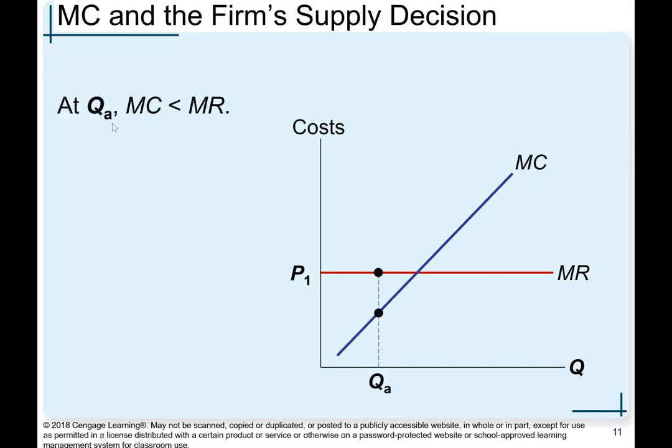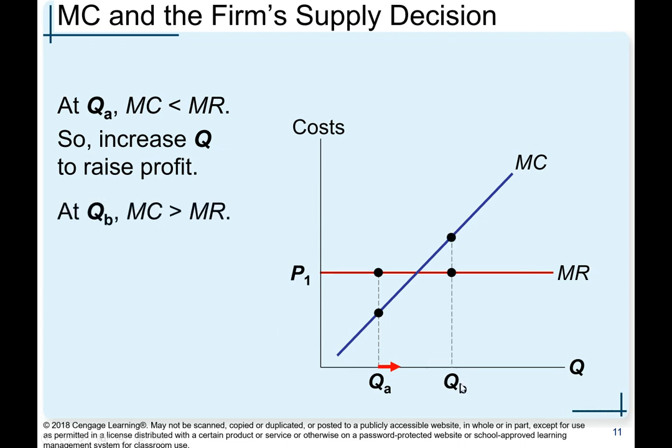At QA, marginal cost is less than marginal revenue. This is marginal cost, rate off, and this is marginal revenue. As you can see, marginal revenue is greater than marginal cost. The advice is increase output to raise profit.